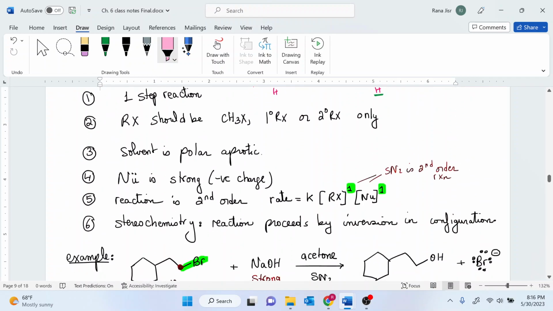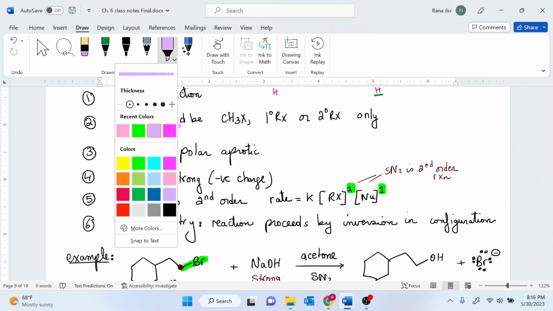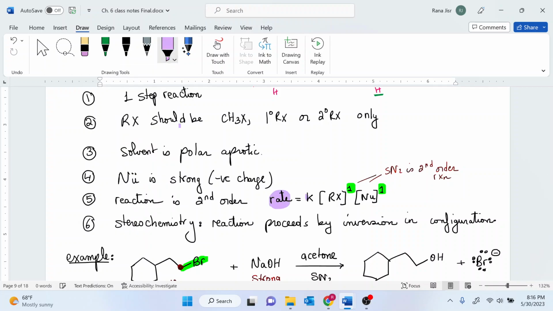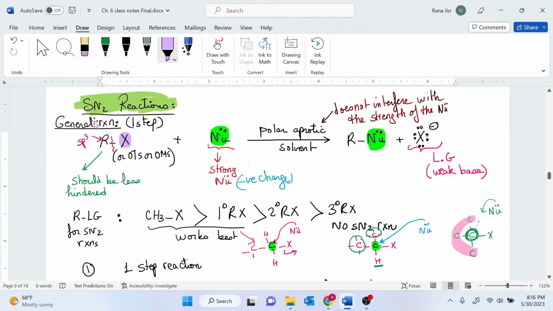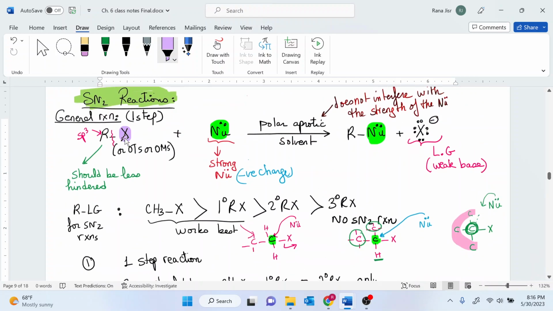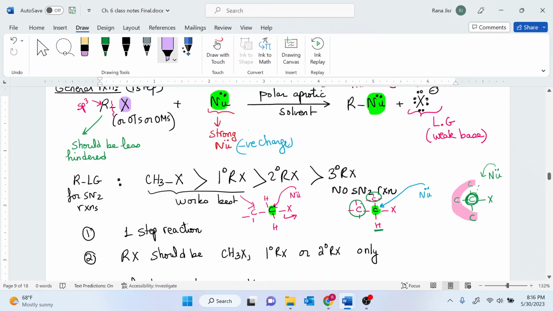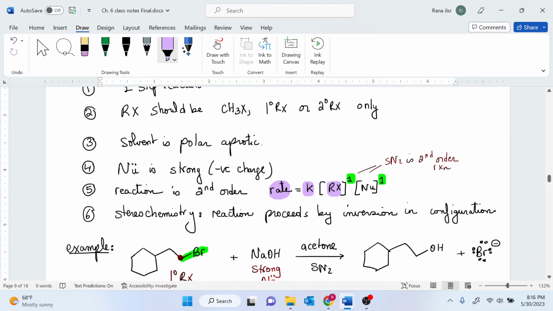So to put the rate equation for SN2 reactions, the rate in the SN2 is a constant multiplied by the concentration of the reactant, which is the alkyl halide in there. And the alkyl halide has a coefficient of 1 because the reaction is a 1-to-1 ratio. And the concentration of the nucleophile.